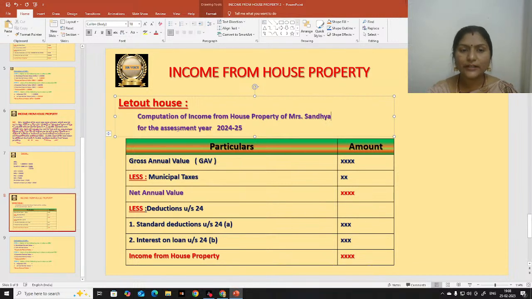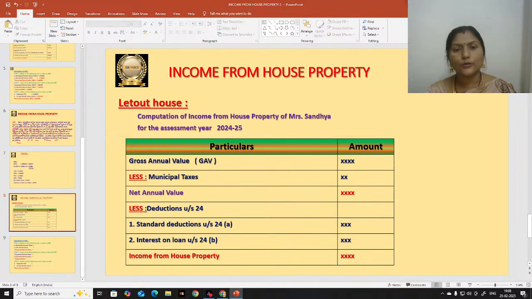For the assessment year 2024-25. Our assessment year is 2024-25. We are calculating this house property for assessment year 2024-25, but we should calculate on the income which she actually received in the previous year. So what is our assessment year? 2024-25. This is a heading we should always write, and only the name of the person is going to change everywhere.